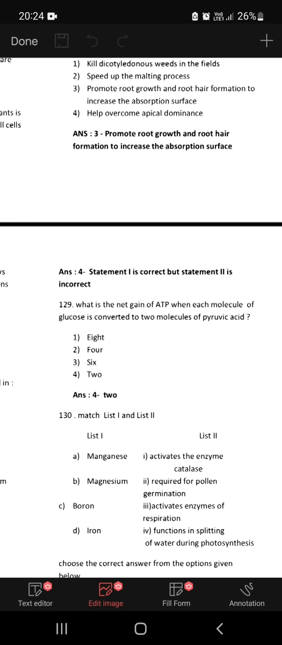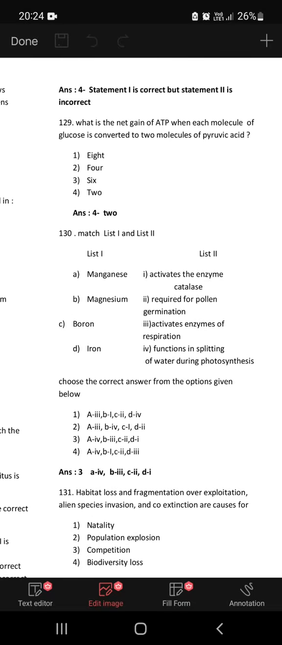So from one glucose, we get 2 pyruvic acid, 2 ATPs, 2 NADPH2. So the answer for this is 2 ATP. So 2 is the correct option. Fourth option is correct.